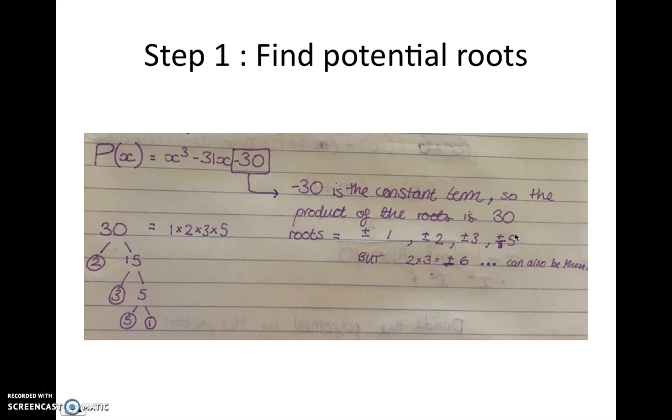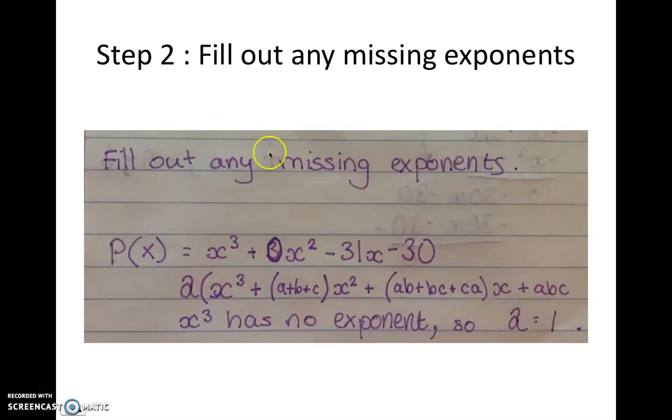Now this can be very confusing, but just know that the roots will be either a product of the simple roots, or it will be one of these. So it will be in that range.